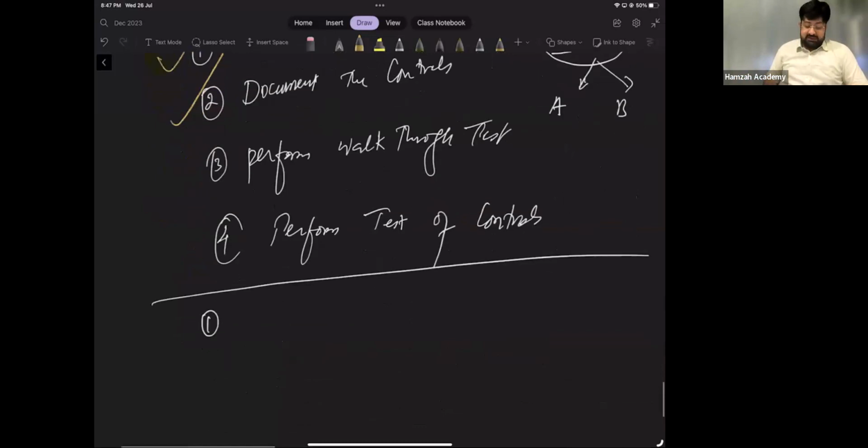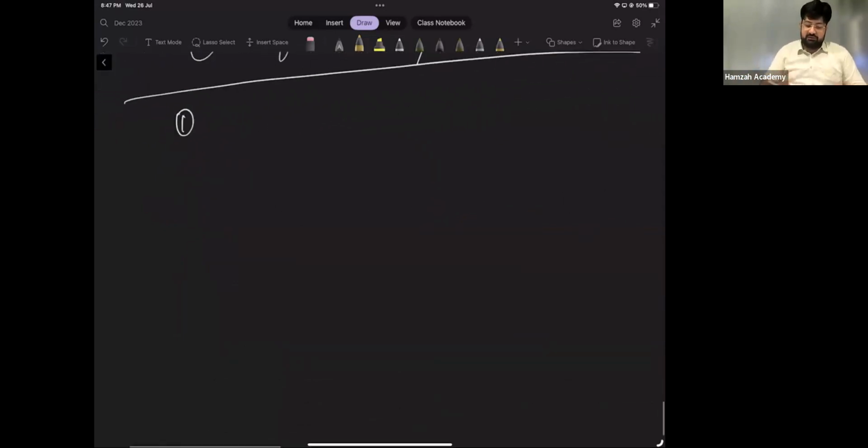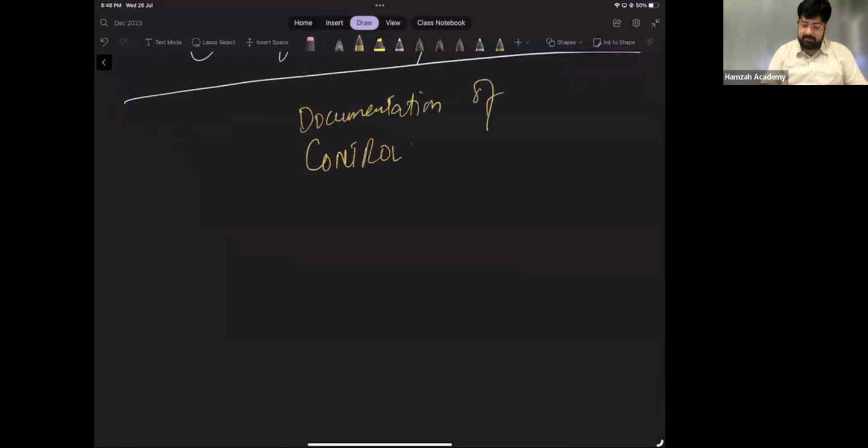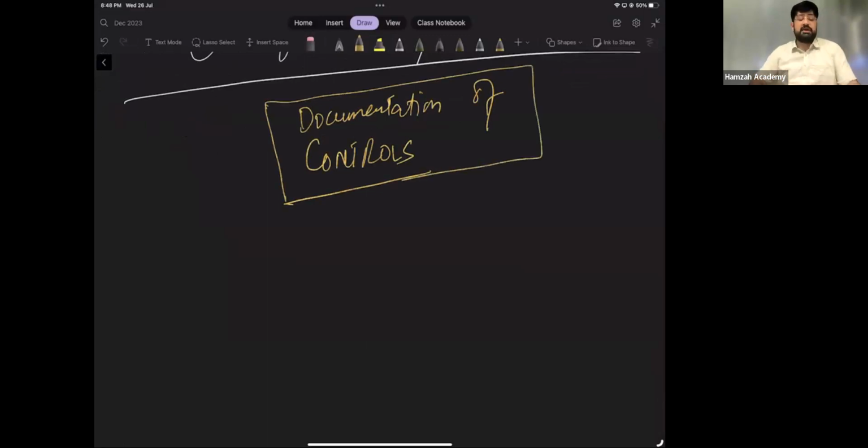So then, documenting the control. There are 4 ways to document control. Documentation of controls: the auditor understands the control and maintains a record with himself of how controls are working. So 4 ways basically there are.